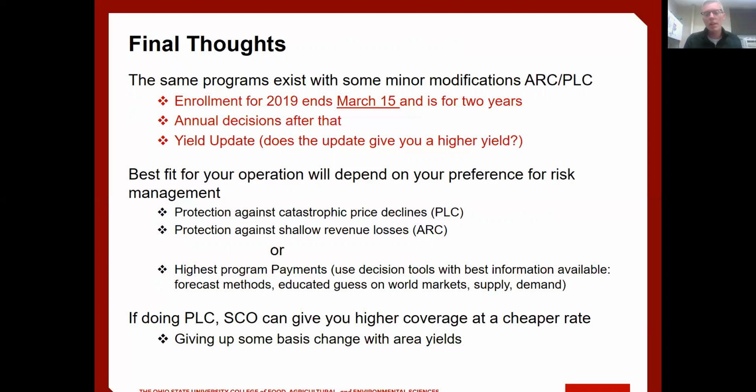And then again, doing PLC allows you to choose SCO coverage, which allows you to get higher crop insurance coverage at a cheaper rate. You're giving up some of that top end potential because you're choosing an area-based policy, and area-based policies tend to be less risky and therefore they pay out less often, but it is a cheaper rate to get coverage on insurance products.